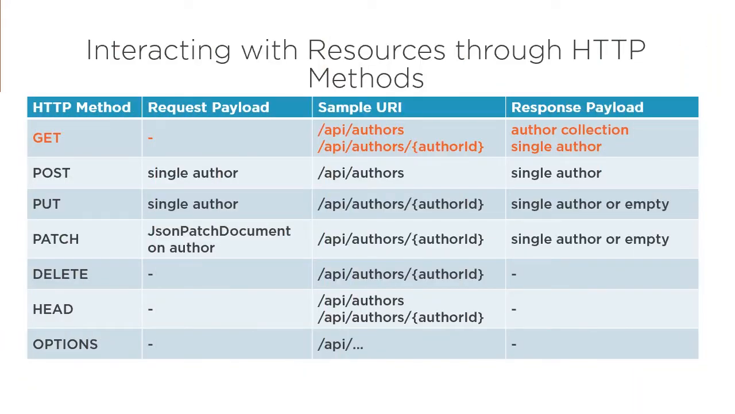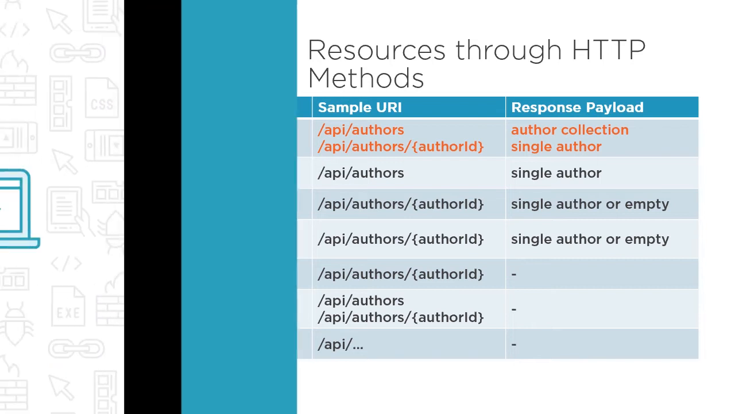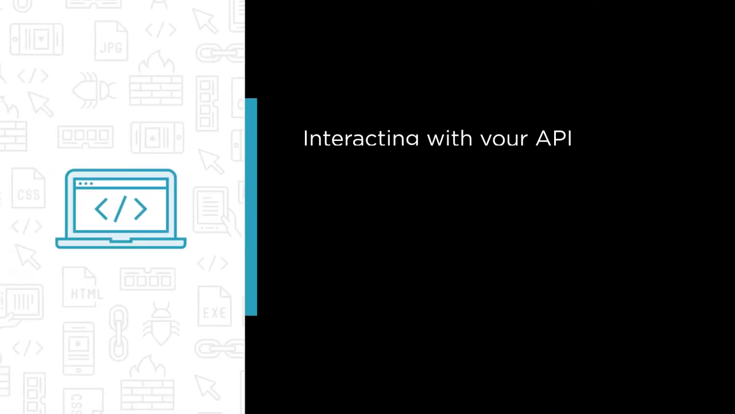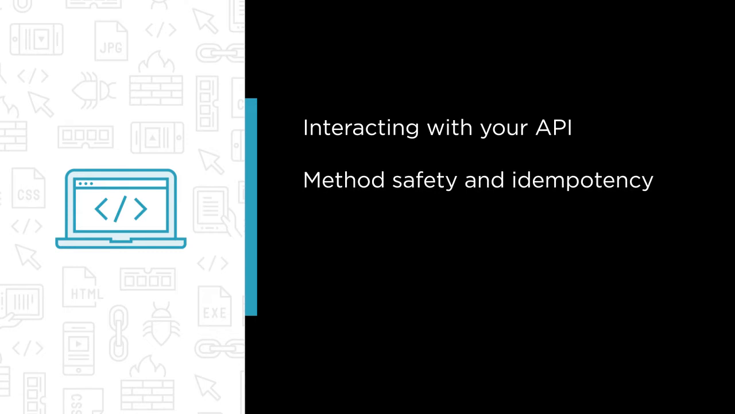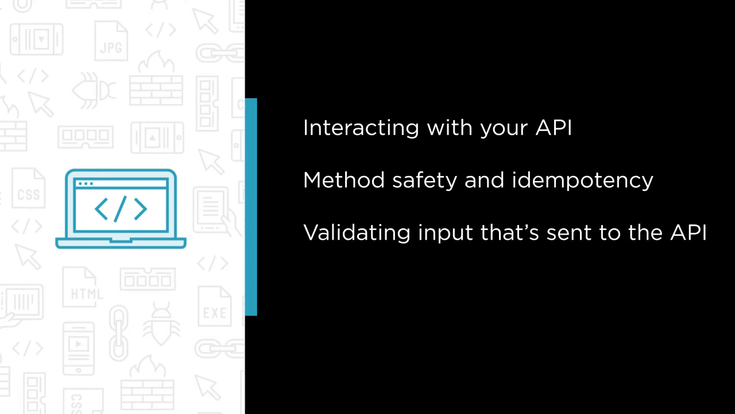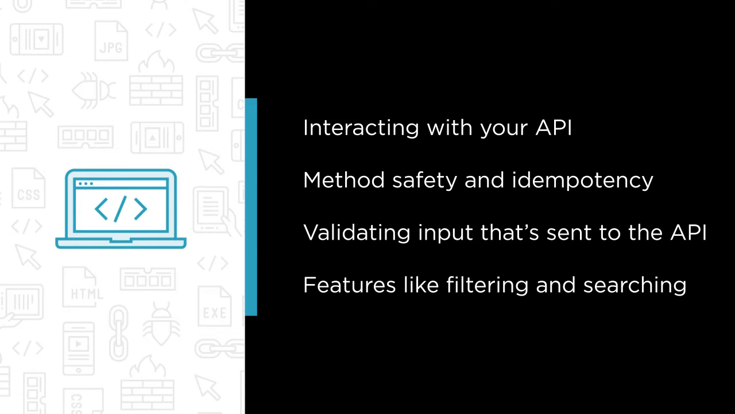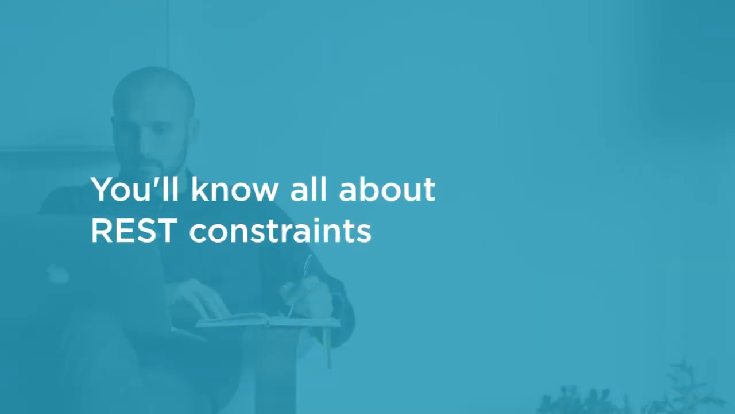Creating a truly RESTful API is quite different from creating a regular web API, but in this course, you'll learn how. Some of the major topics that we will cover include interacting with your API by using the correct HTTP method and status codes, method safety and method idempotency, validating input that's sent to the API, and common features like filtering and searching. By the end of this course, you'll know all about REST constraints, what the advantages are, and how to implement them when building your API with ASP.NET Core 3.